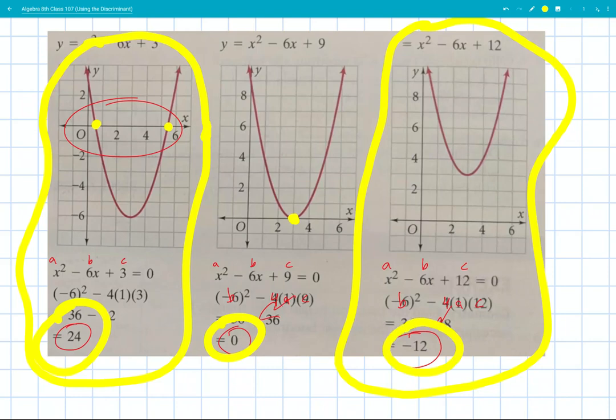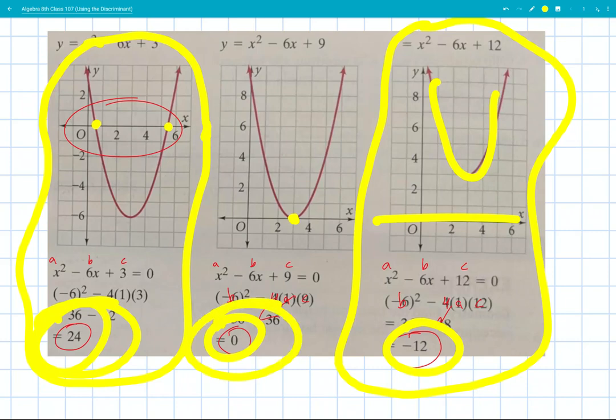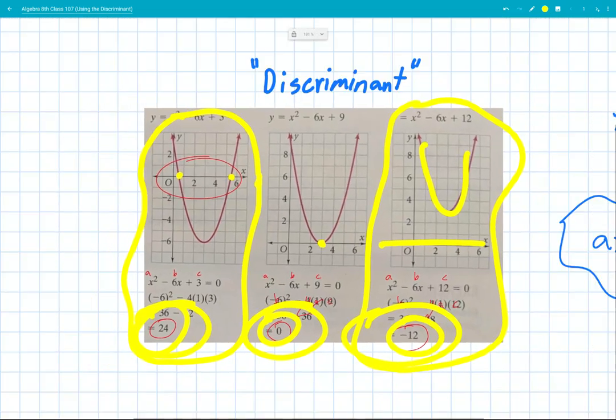When the discriminant was negative, what did that tell you about the graph? It told you that the graph does not touch the x-axis, right? The graph is above it. So we can conclude that when the discriminant, in other words, b squared minus 4ac, is positive, then we will have 2 solutions. When it is 0, we will have 1 solution. And when the discriminant is negative, then we will have no real solutions. Okay? So that's how you use the discriminant.